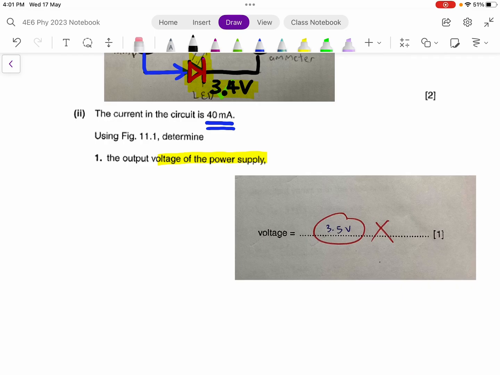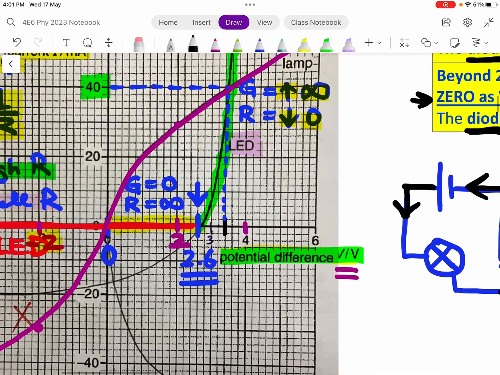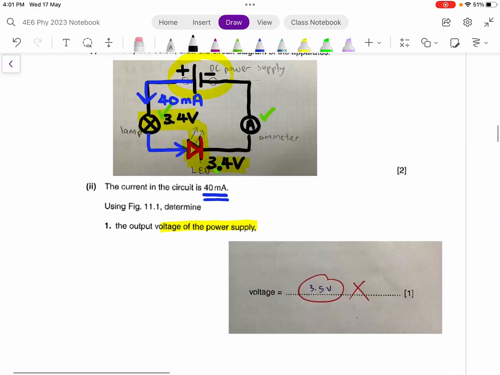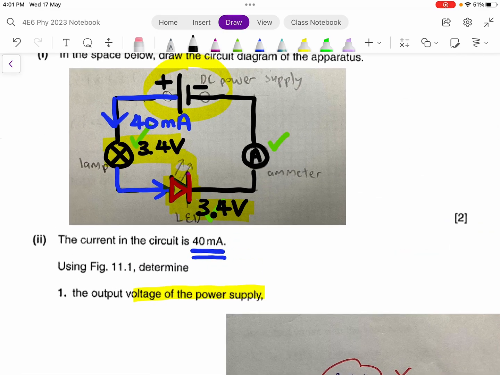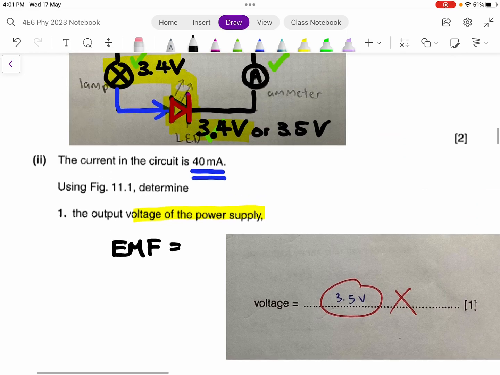Because you are being asked to read from a graph, they will give you some leeway in terms of your reading. So if you believe that this is 3.4 volt, it is accepted, or if you believe that it is 3.5 volt, it is accepted. But down here, for your EMF, you need to show that you are aware that this is a series connection and that you should take the PD and add them up together. So it's either 3.5 times 2 or 3.4 times 2 volt, up to you.